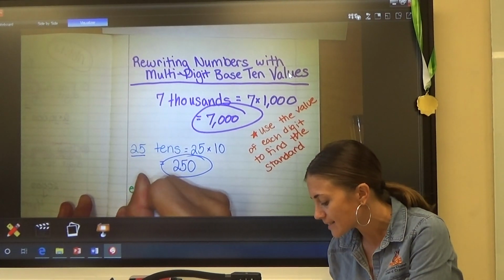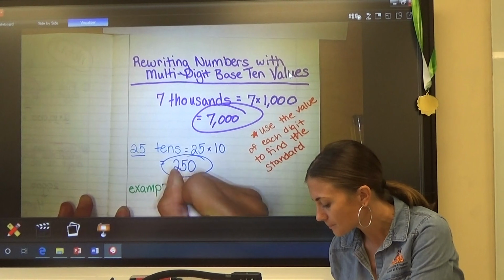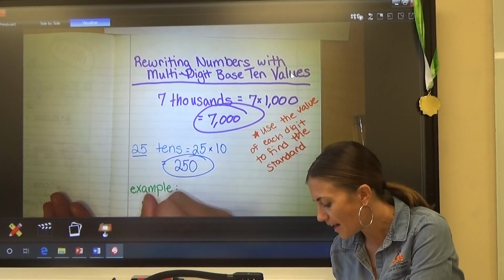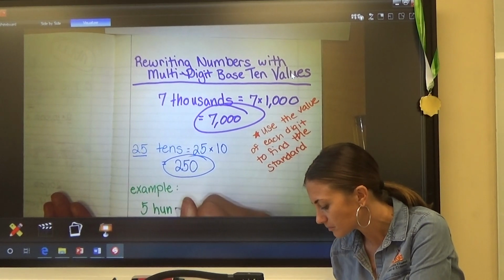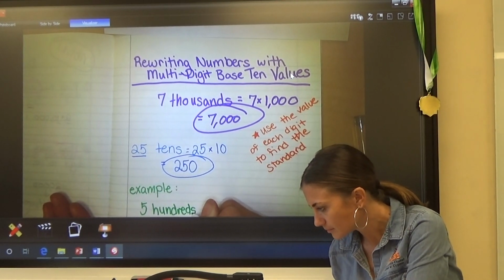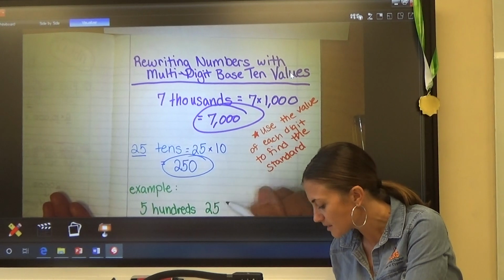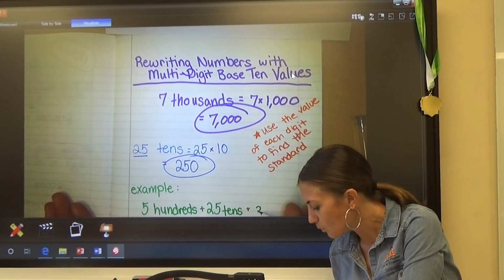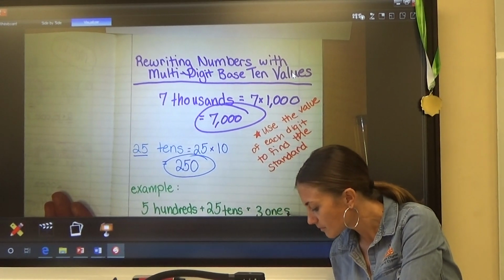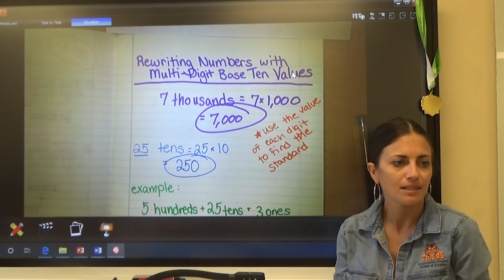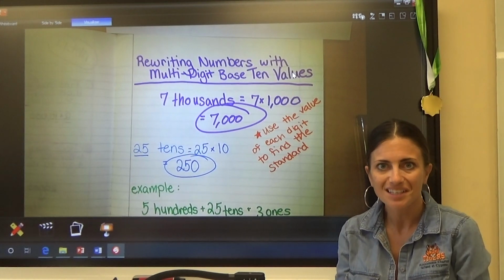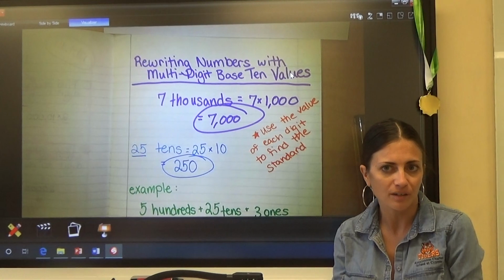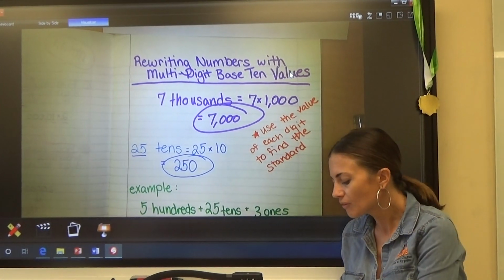So for our example, we are going to have 500s, 25 tens, and 3 ones. Now when we have a question like this, we're going to do it piece by piece to make sure we don't make any silly mistakes. So the steps are super important. We don't want to skip any steps.